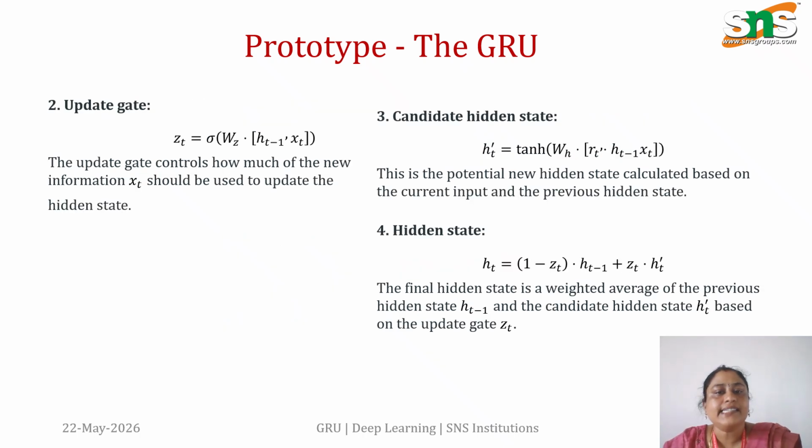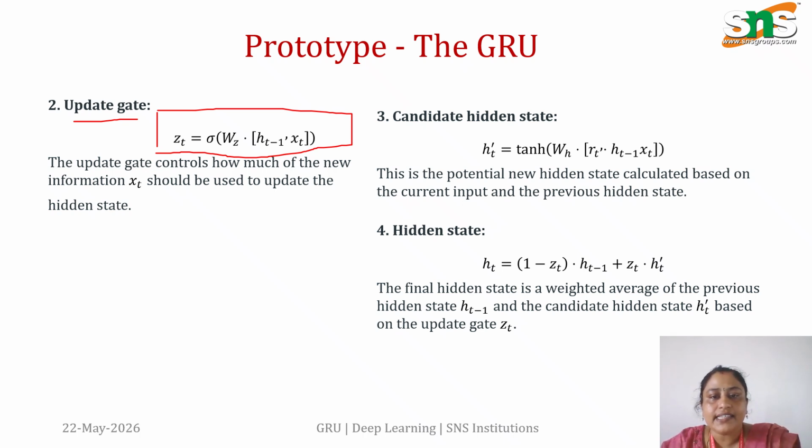The next gate in GRU is the update gate. The update gate controls how much of the new information should be updated in the present hidden state. It is denoted by z_t. So z_t is equal to the activation function of W_z, the weight of the update gate, multiplied by the hidden state of the previous time step plus the present input. This is the formula to find the update gate.